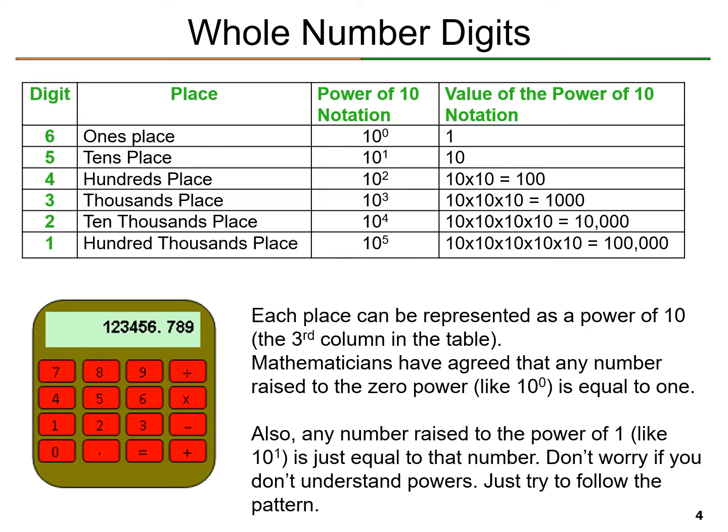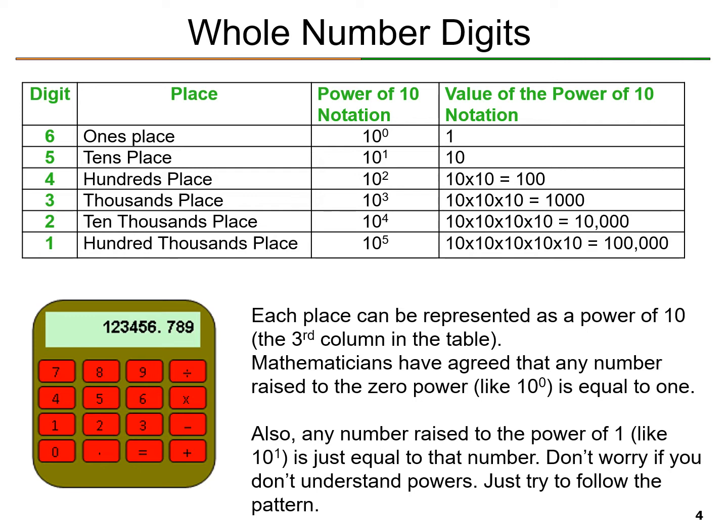For the hundreds place, 100 has 2 zeros, so we write down 10 with an exponent of 2, or a power of 2. 1,000 has 3 zeros, so to represent 1,000 using power of 10 notation, we write down a 10 and put a 3 as the exponent, or 3 as the power, because 3 zeros are in 1,000.